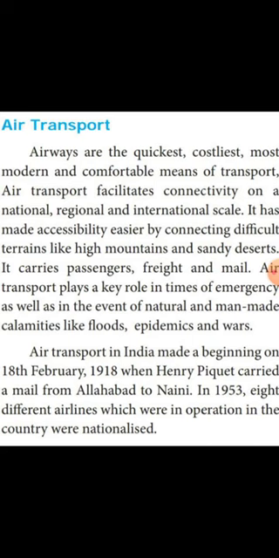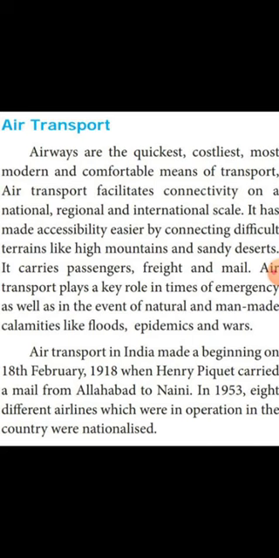Air transport also connects difficult terrains, that means we can easily transport to difficult terrain. What are the difficult terrains? For example, high mountains, sandy desert areas, lakes, ponds, etc. Travelling to these areas is very difficult, but by air transport we can travel easily to these particular areas.